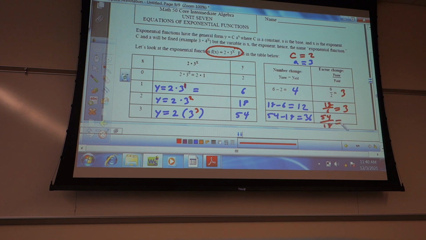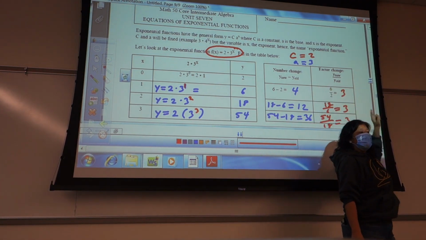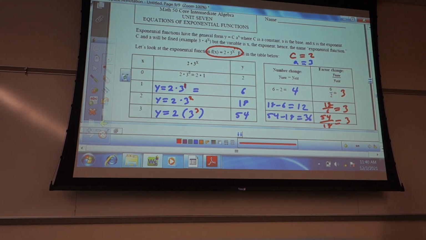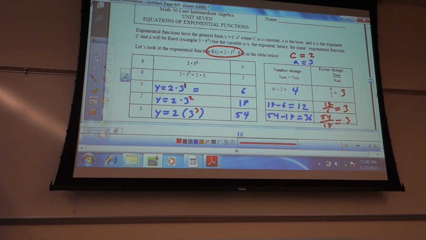What do you get? Eric predicts it's going to be 3. What do you actually get? Someone do it. David, do it for us. 3. So our factor change is 3. Why is that? Because what's our a? Our a is 3. So a is also known as our growth factor, or our base.